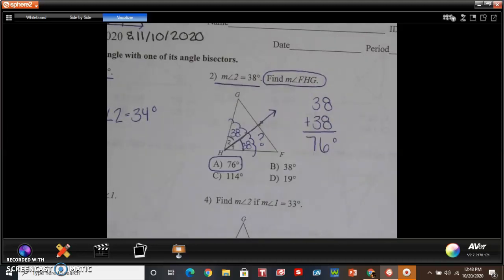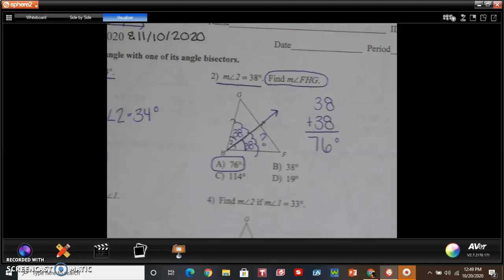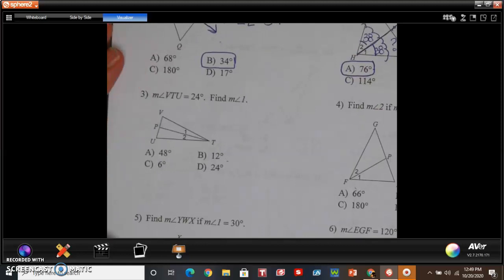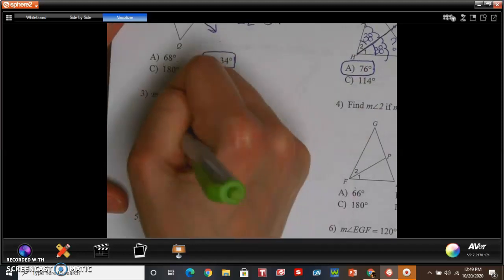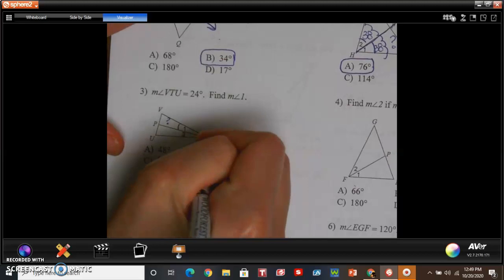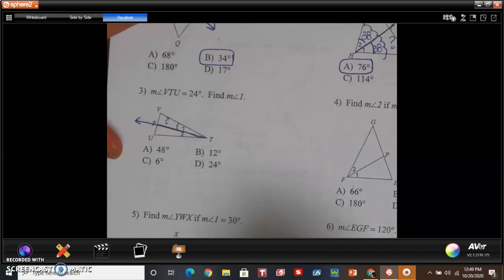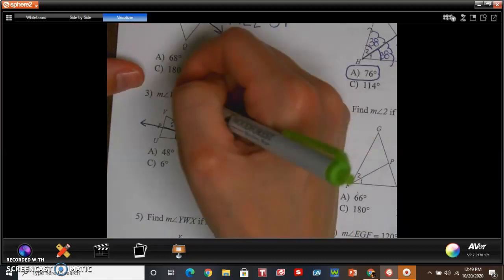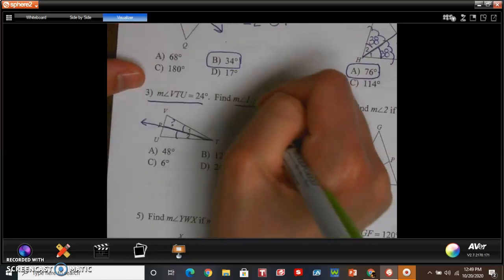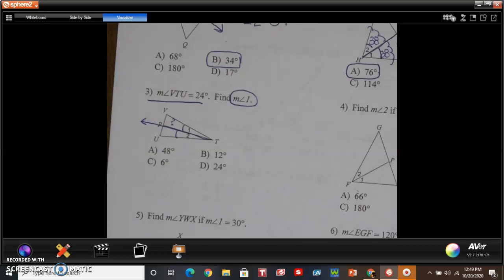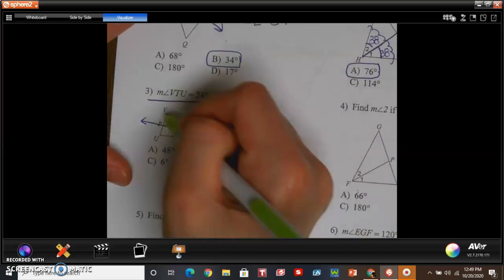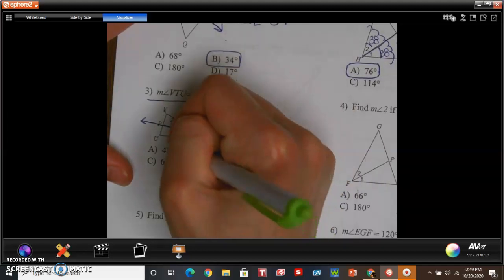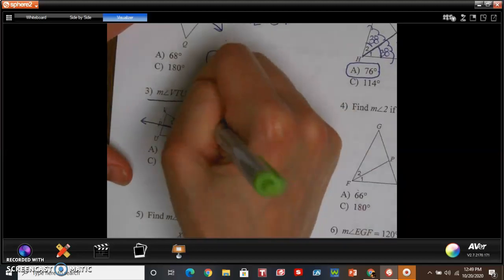All right. Last one I want to do for you is number 3, and then you have an example of each. So they want to know what is the measure of angle 1. Remember, this is an angle bisector. So therefore, whatever angle 1 is, angle 2 is the same. And then they tell us, circle what you want, underline what you know. They tell us that angle VTU, so this entire angle, is 24 degrees.